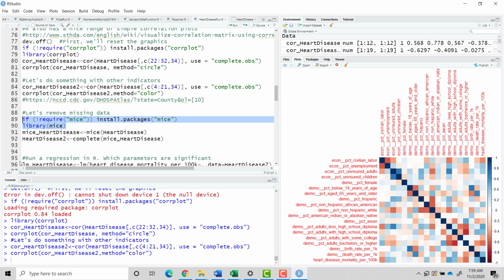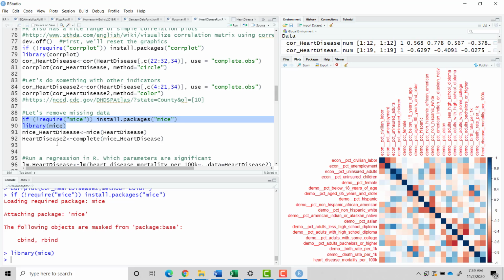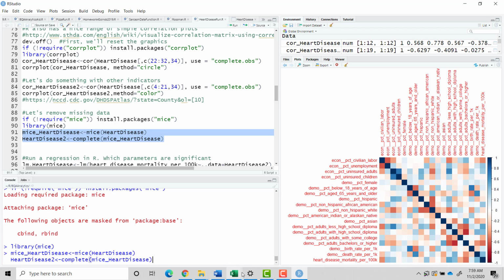So for imputation, we use the mice library. Basically, we build our imputation model, our data distribution model, using the mice function, and then we use the complete function to create the new imputed data. So I'm just going to run that, and then I'll pause the video. This will take at least a few minutes.